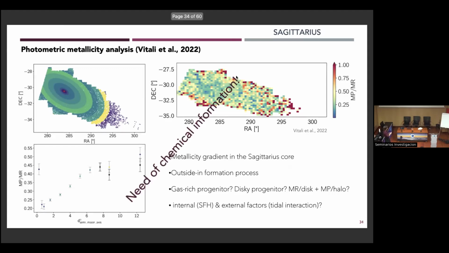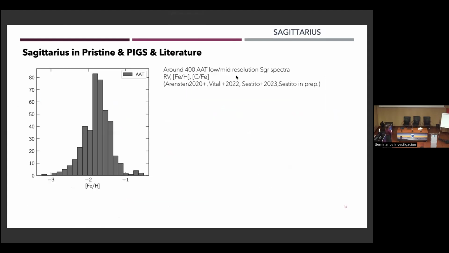So to answer this question better, we thought that we need more chemical information. If we look at what we have available for the Sagittarius core, we have the metallicity from the survey called AAT, the low to mid resolution, around 400 stars, and it covers nicely the more metal poor end of our galaxy.